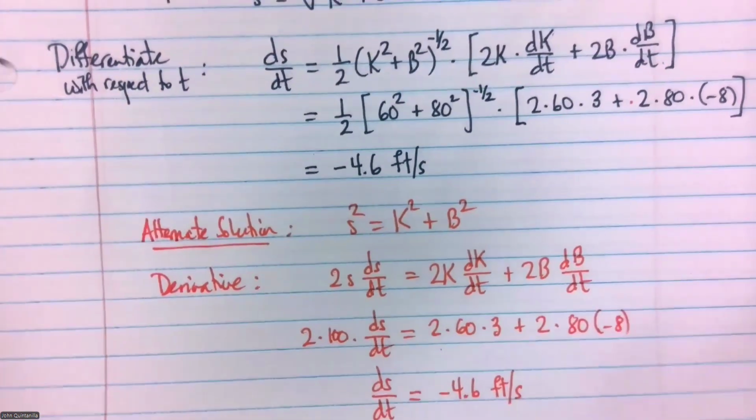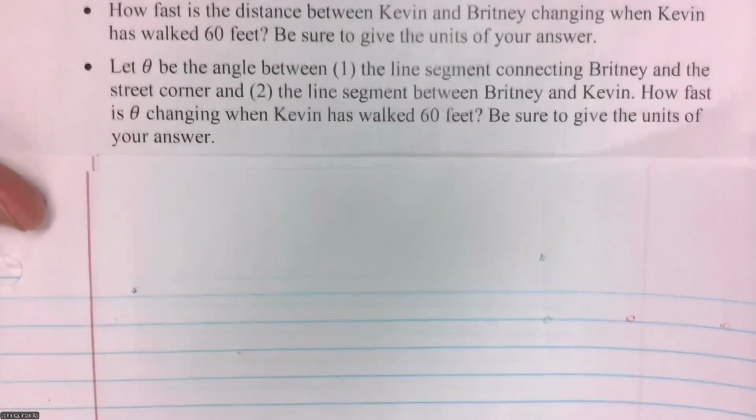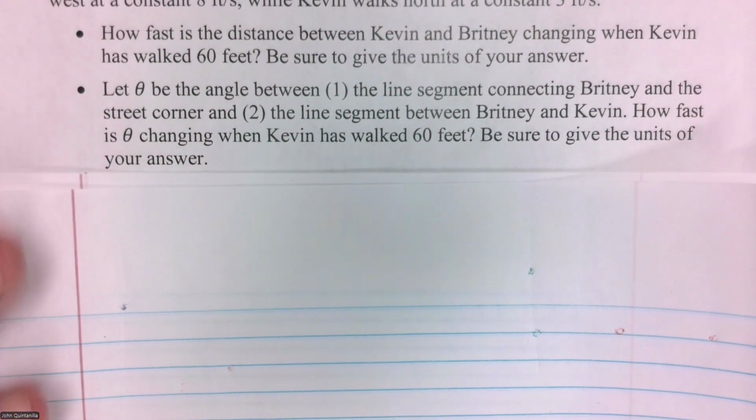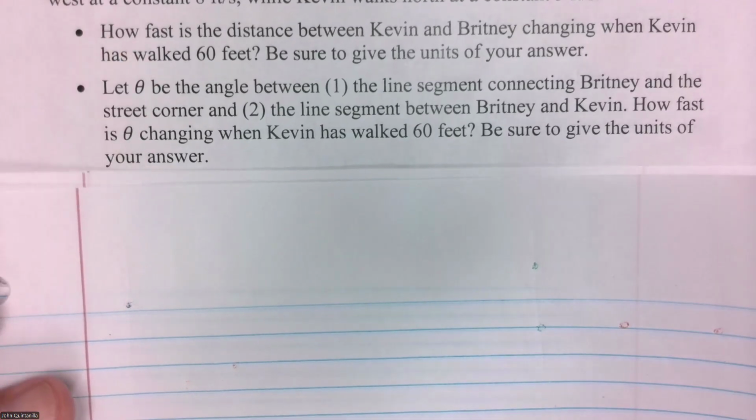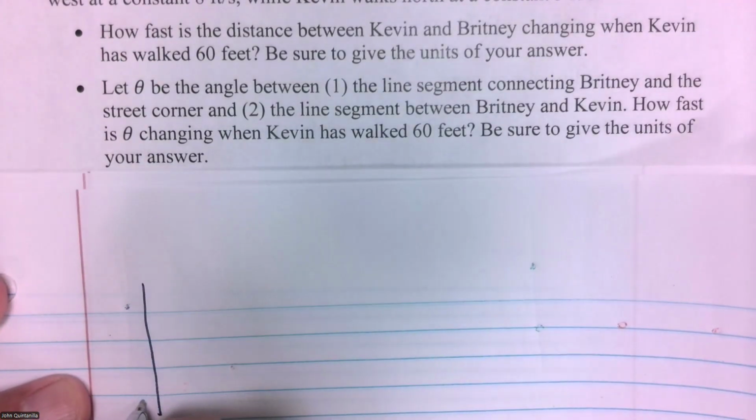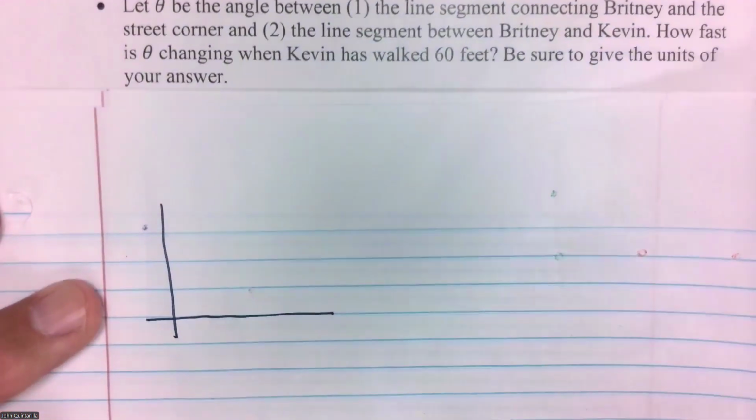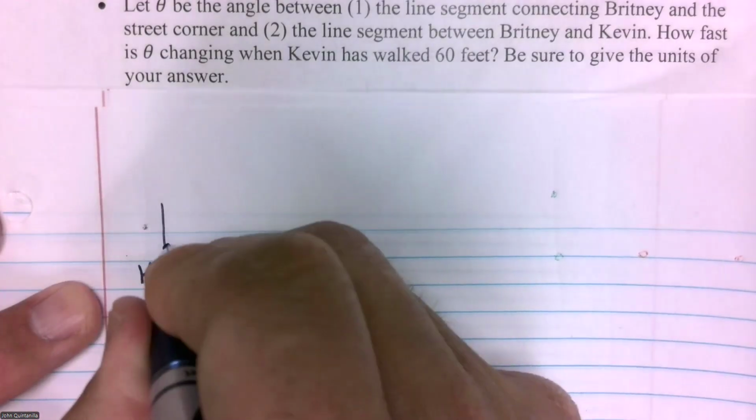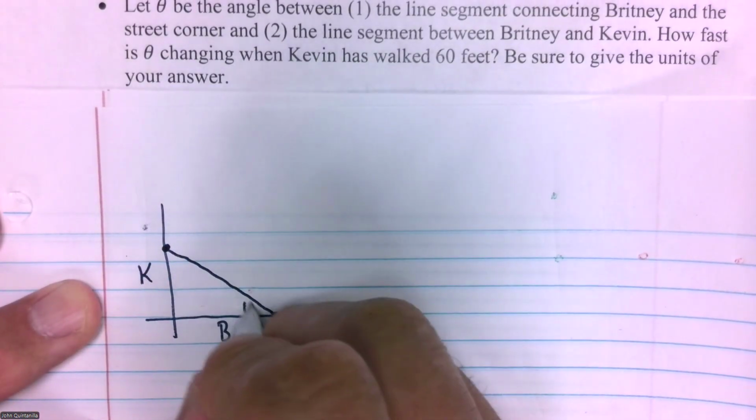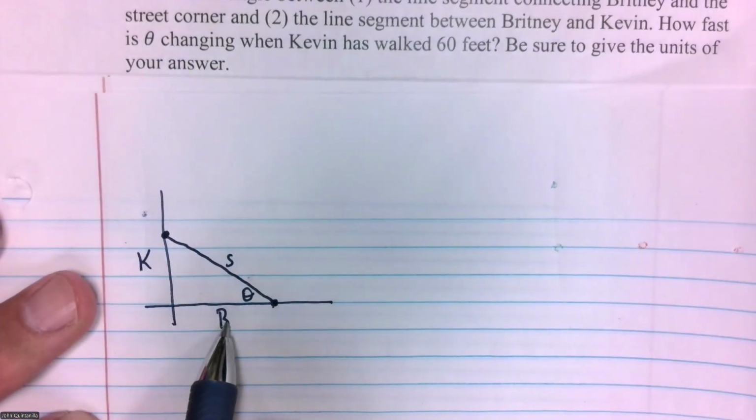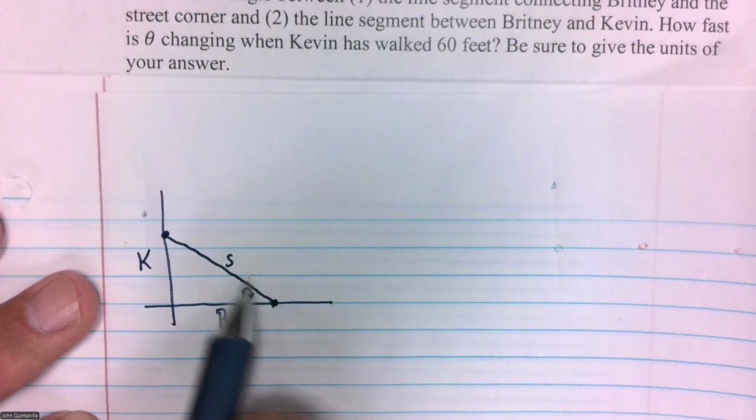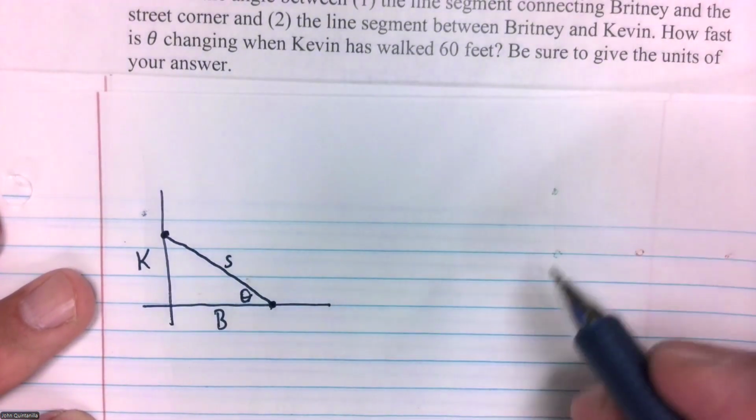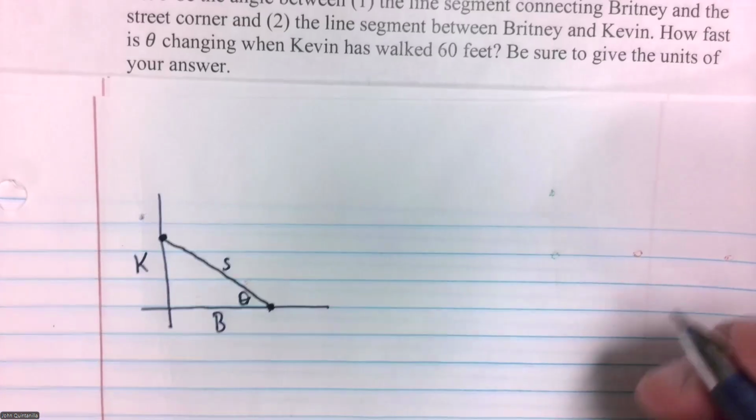Okay, so that's the first part of the problem. Second part of the problem. Let theta be the angle at which the... so let me redraw the picture on this fresh sheet of paper. So here's B, here's K, and theta is the angle between Brittany and the corner and Brittany and Kevin. So there's my angle theta. How fast is theta changing when Kevin has walked 60 feet?